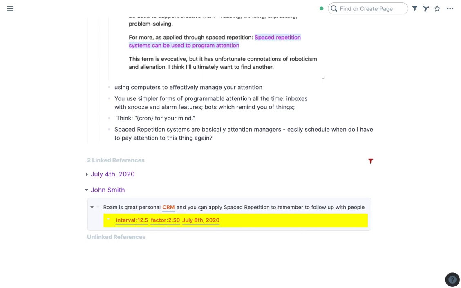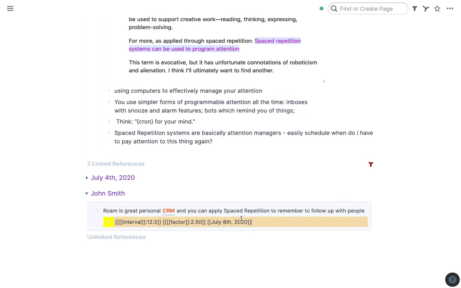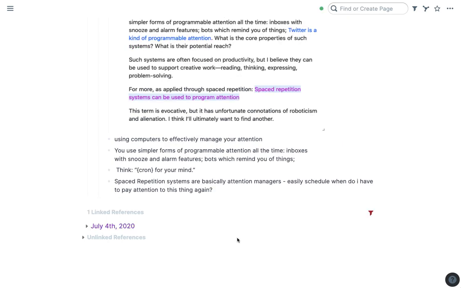Finally, Roam is a great personal CRM, and you can apply spaced repetition to remember to follow up with people. So I have this prompt for maybe talking to John, and if I have some ideas on what to talk about with John at the moment, I can do that. And if not, I can say I'm going to deal with it later.